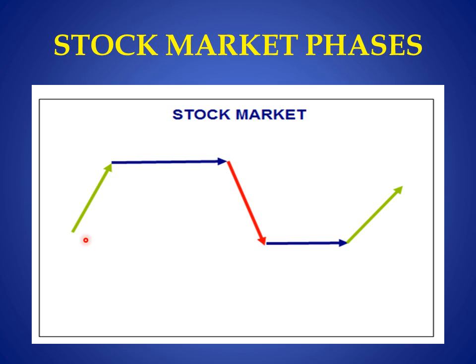Let's look at the stock market and how it behaves in an ideal way. The stock market rises because, again, you can give many reasons: the economy is strengthening, profits are stronger, the Fed is easing. But there is a point where the stock market tops, and any important top lasts several months.